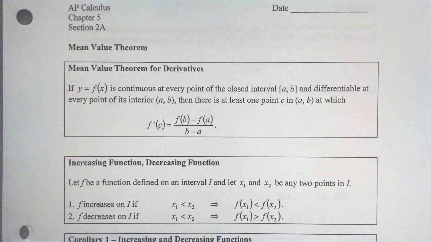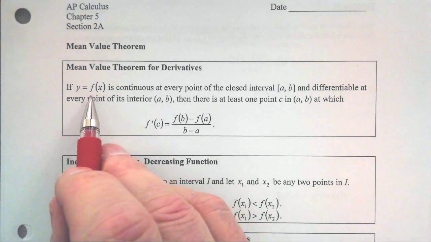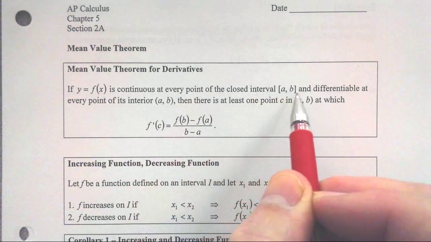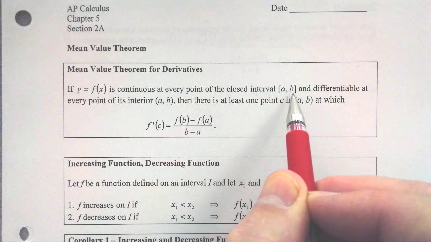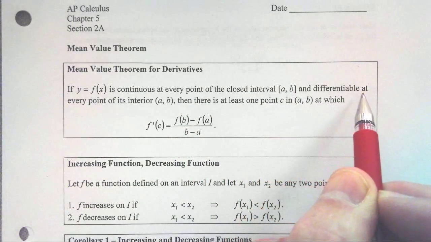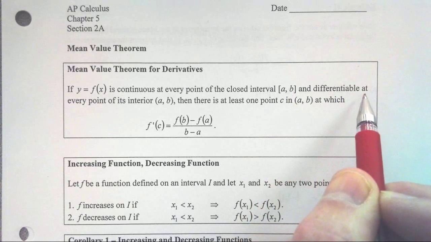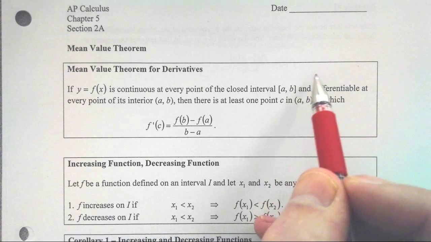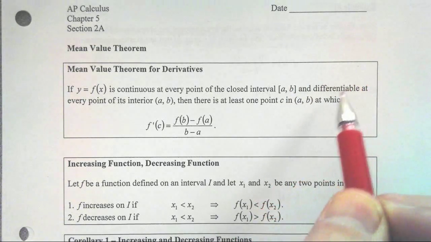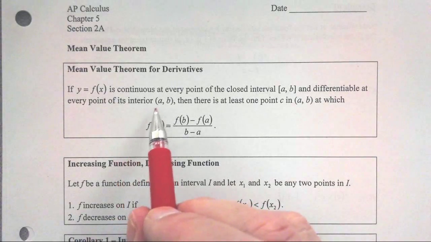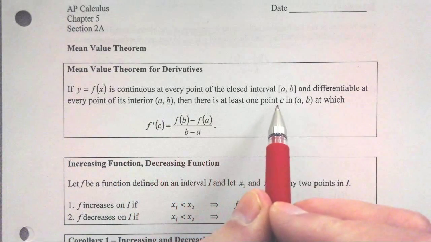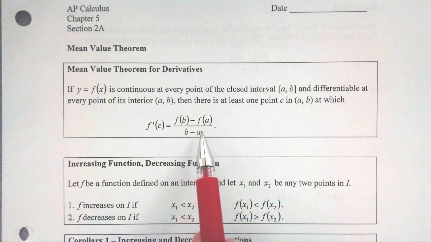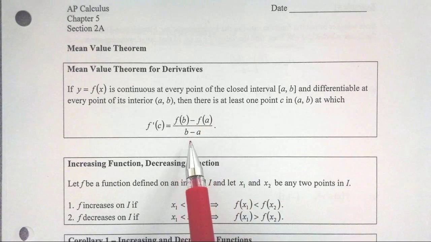So the mean value theorem says if we have a height equal to f of x, if it's continuous at every point of the closed interval a to b, continuous, we can't lift our pencil, and differentiable, smooth and never infinite, the curve never becomes completely straight up and down at any instant. Then, and that's on the interior from a to b, there's at least one point c from a to b in which f prime of c equals f of b minus f of a all over b minus a.